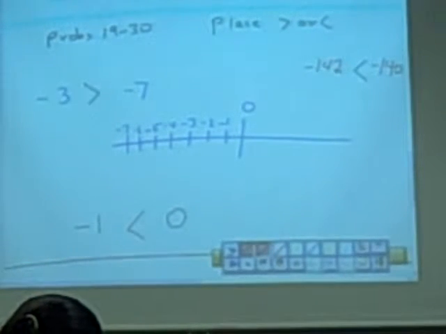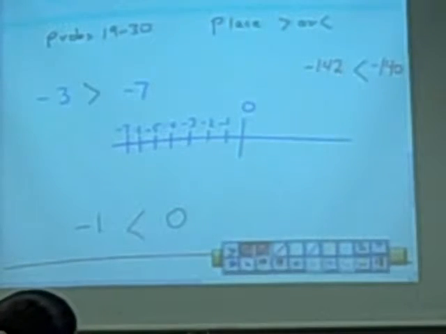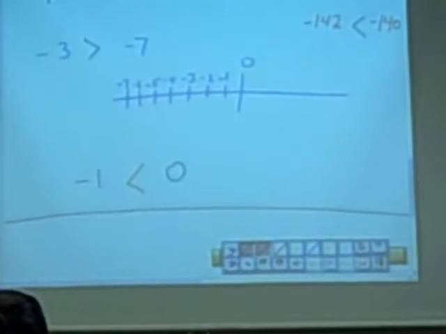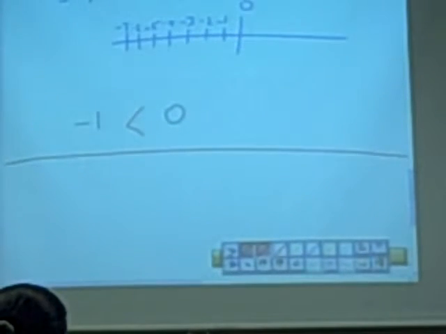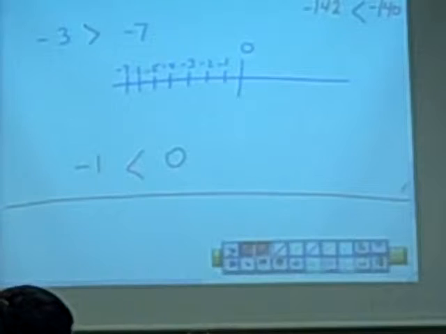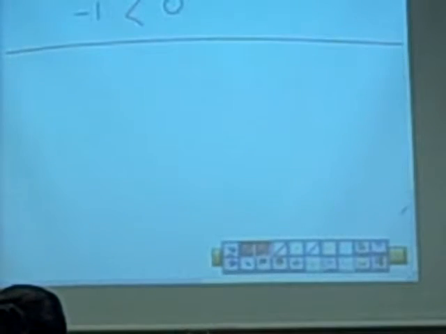Okay, so it's between the two negatives that people tend to have some trouble with, especially with the larger negative numbers. So you want to think about that for a second. Don't jump on those right away.